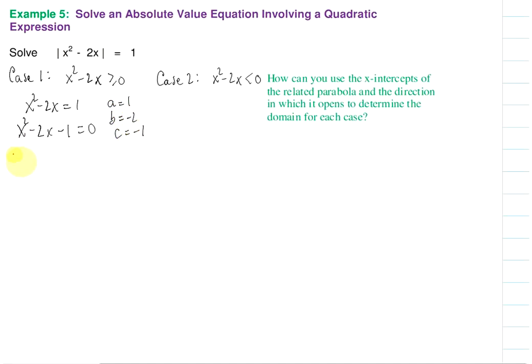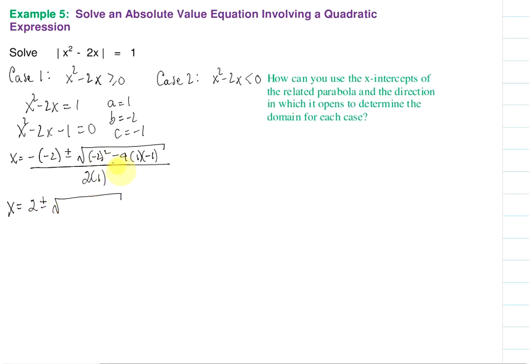We plug that into the formula. X is equal to negative B, so negative times negative 2, plus and minus the square root of b squared minus 4 times a, which is 1, times c, which is negative 1, all divided by 2 times 1. So negative 2 becomes positive 2, plus and minus. When we simplify what's inside the radical sign, we get 8 all over 2. All right, we want to simplify the square root of 8.